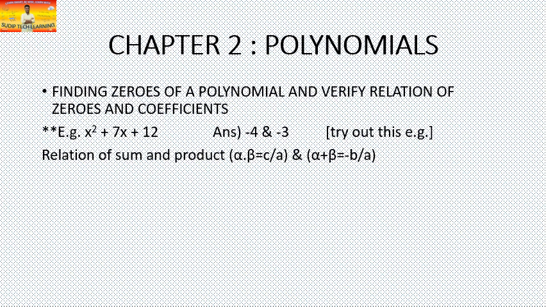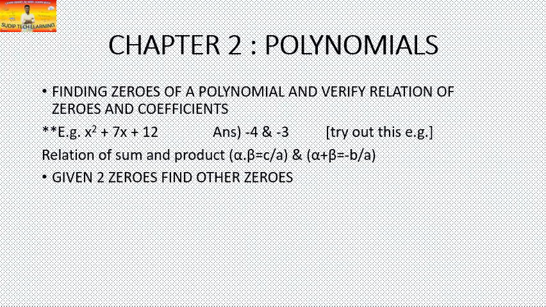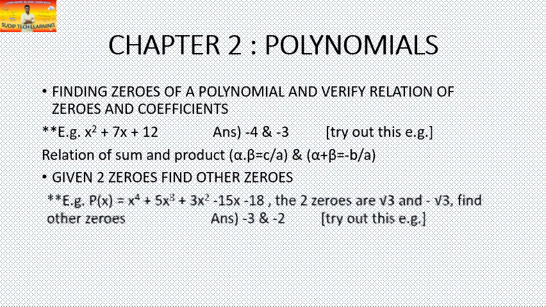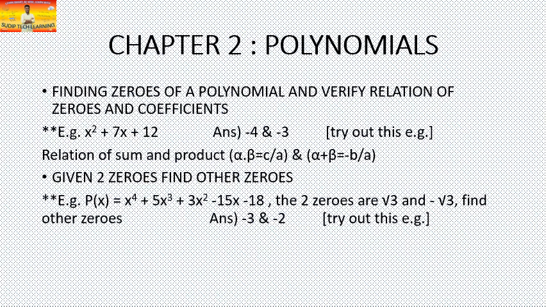Now, another type of question: given two zeros, find the other two zeros. This question can come for 4 marks or 3 marks. For example, given a polynomial x raised to 4 plus 5x cubed plus 15x minus 18, the two zeros given to you are root 3 and minus root 3, and you have to find the other two zeros. I have given this answer. You can try it out. This is an important type of question.